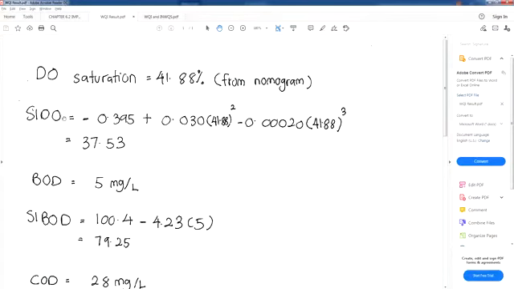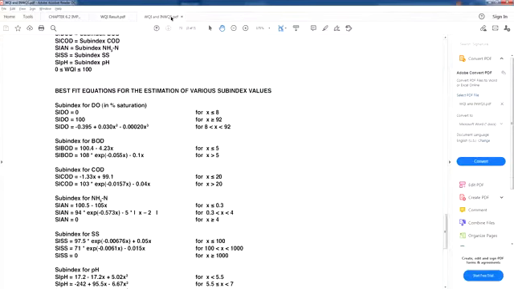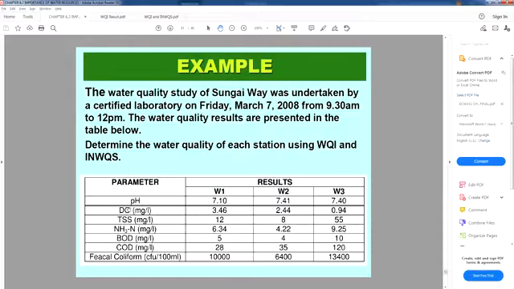Okay, so that is for the SiDO. And the second one is the sub-index for the BOD, SiBOD. So what is the value of BOD for the W1? It's 5 mg per liter.